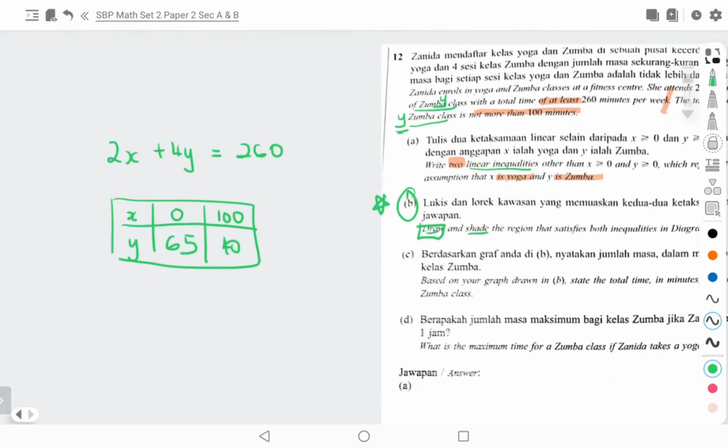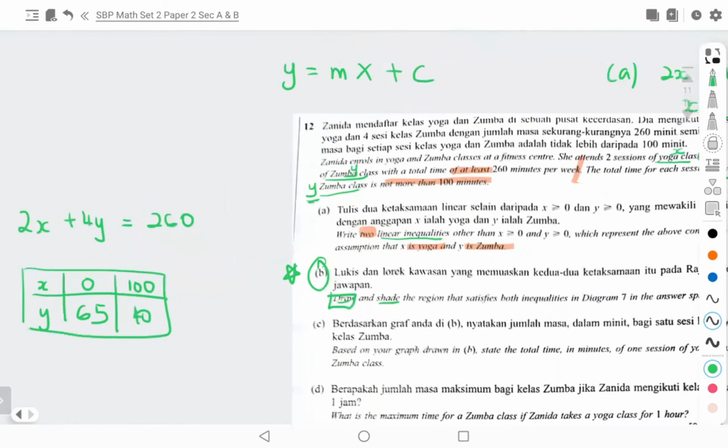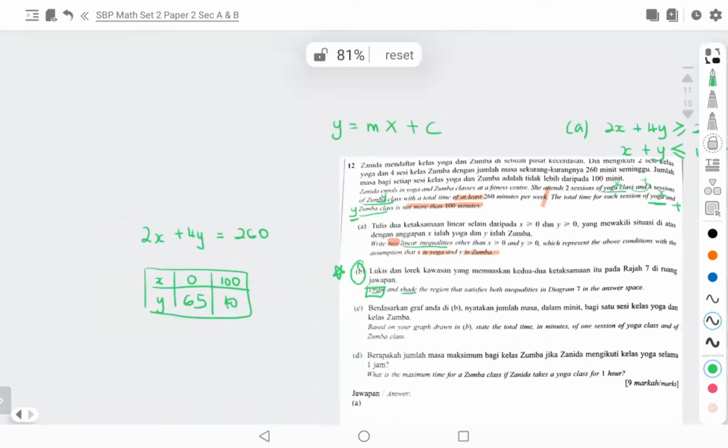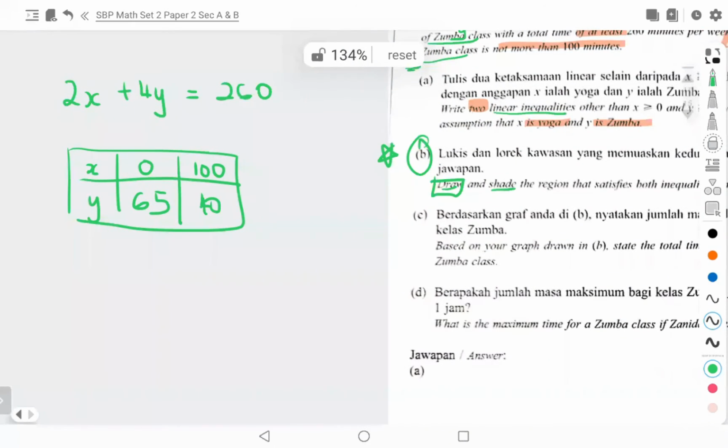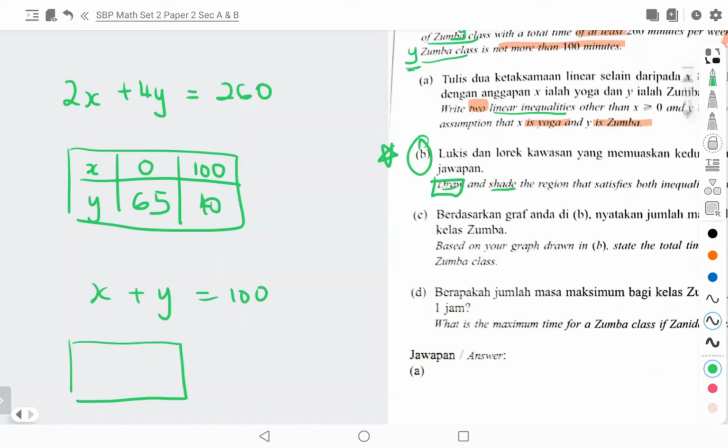Okay, any questions here? x plus y equal to 100. Okay, then the second one, same thing, construct the table, then you just take two values. x equal to 0, y equal to 100, then the opposite, y equal to 0, x equal to 100.